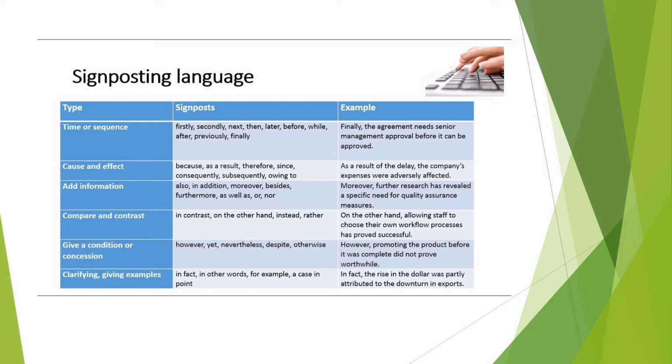Time or sequence: first, second, next, then, later, before, while, and so on. So the example is, finally, the agreement needs senior management approval before it can be approved. Yeah, so before it can be approved, the senior management need to approve it. Yeah. Then we have type, cause and effect: because, as a result, therefore.